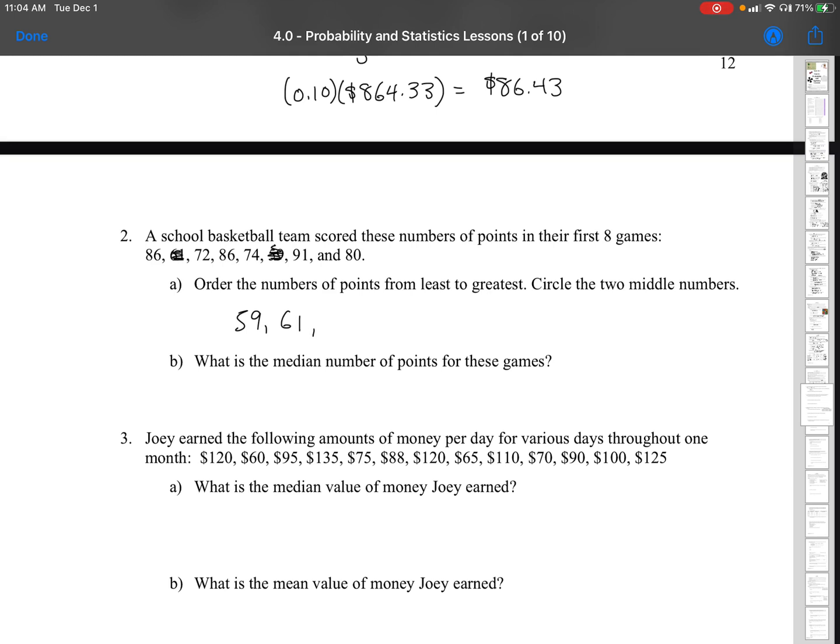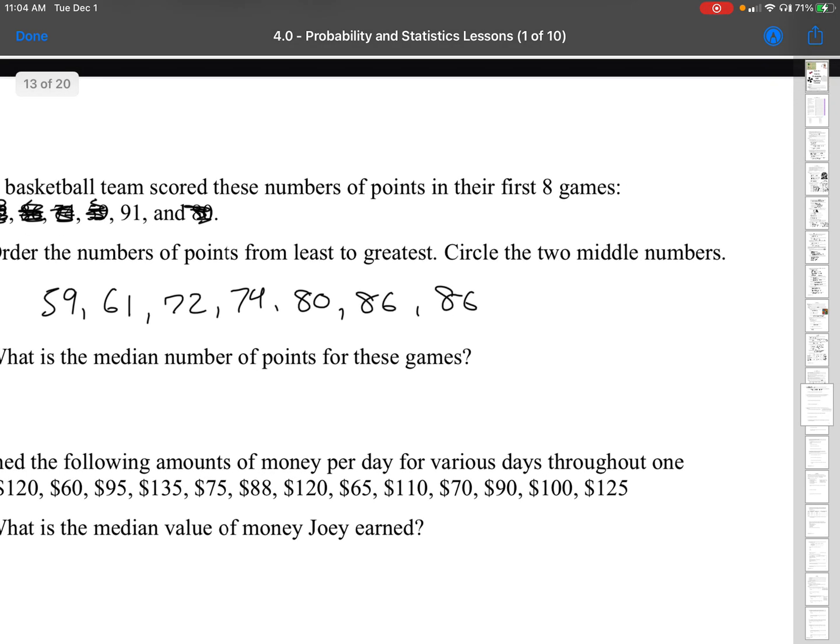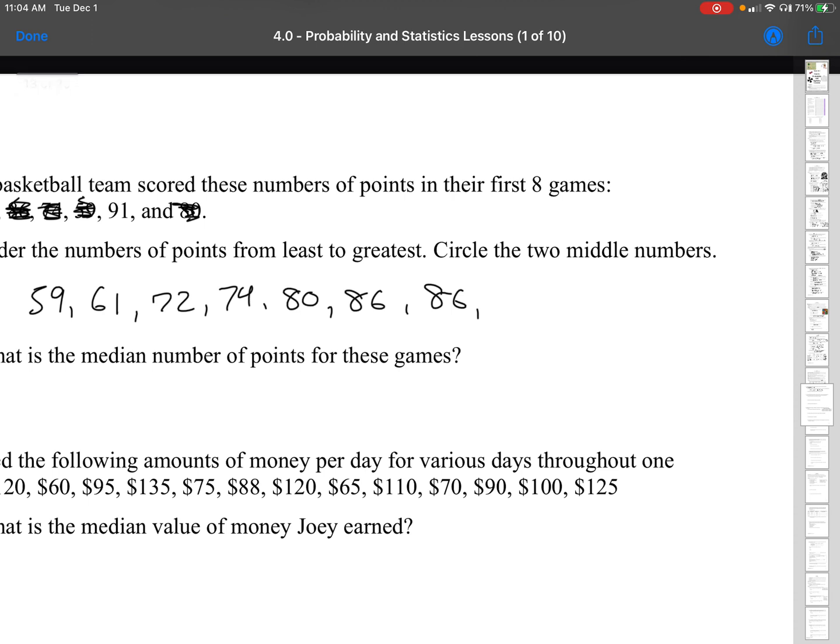I'm crossing off 61. And then 72. Again, crossing off 72, and then 74, crossing off 74, and then 80, again, crossing off 80, and then 86. And yes, I'm doing this one at a time because I know there's 2 86s, but in a big data set, it's better to do it one at a time, and that leaves 91 so that you don't miss one.